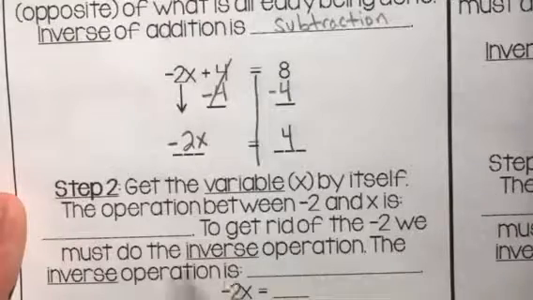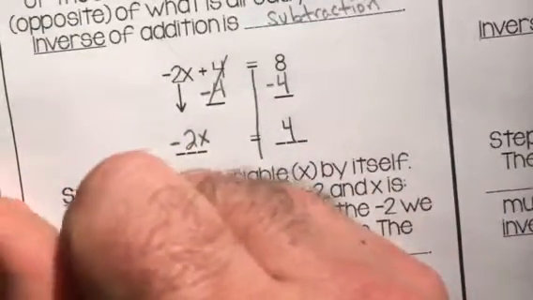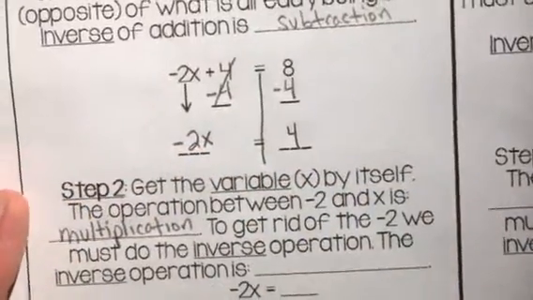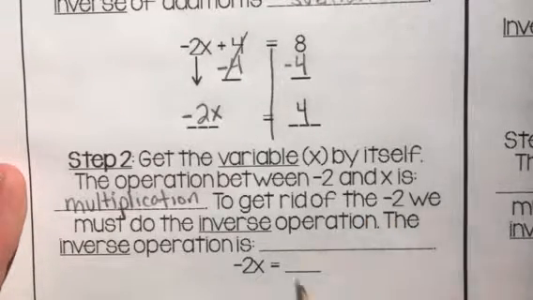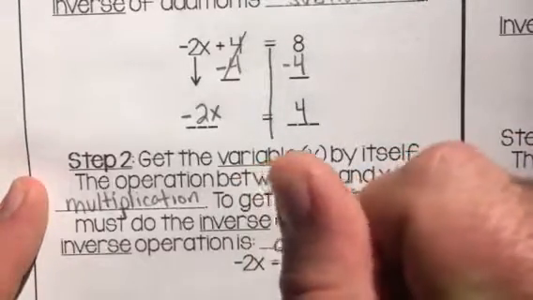So step 2 is to get the variable x by itself. The operation between negative 2 and x, like I said, is multiplication. To get rid of that negative 2, we must do the inverse operation, and the inverse operation of multiplication is division.